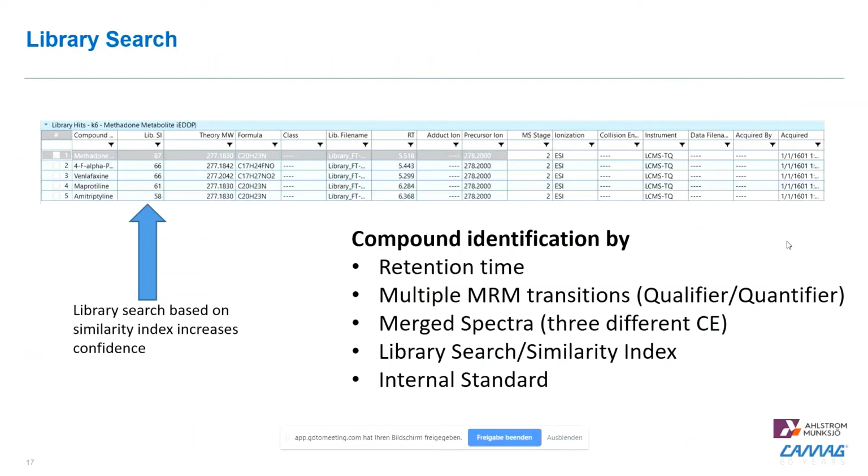The library hit which you get is depicted here as an example. It's based on a similarity index, which increases confidence. Overall, depending on how you set your method, you can then have compound identification by, as already mentioned, retention time, multiple MRM transitions. This can be several, this can be 5 or 8, depending on the compound. You have the merged spectra, you have the library search similarity index, and you can have the internal standard.